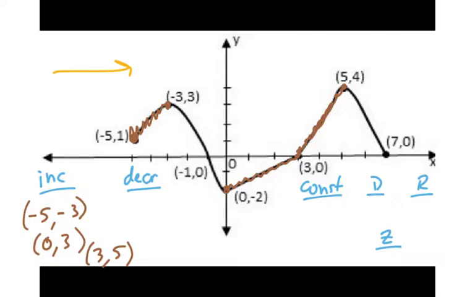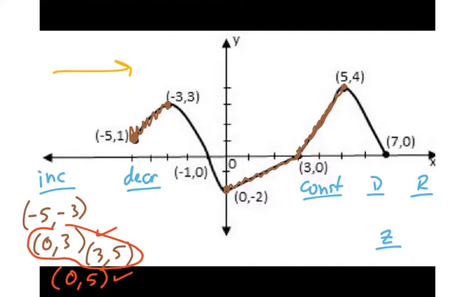Or if you wanted to just combine these two and say it just overall increases from 0 to 5, that's also legal. Either of these two answers are fine, folks. It's up to you. Because really, from 0 to 3 it increases, and then it keeps going, so you can make it just one long interval if you want. Okay, that's my increasings.